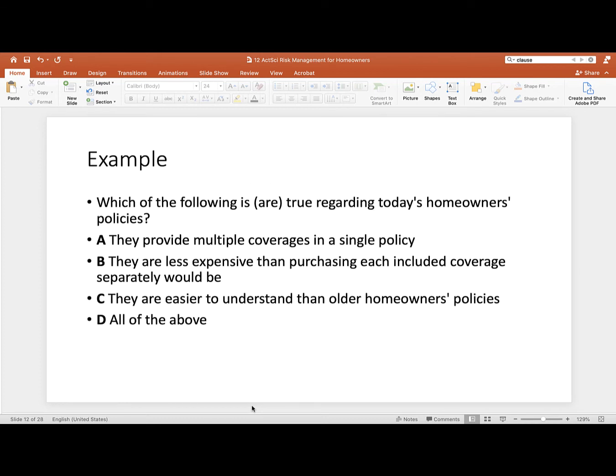So let's look at this example. Which of the following is or are true regarding today's homeowners policy? A, they provide multiple coverages in a single policy. Yeah, they do. They cover lots of different things. It's not just one thing. B, they are less expensive than purchasing each individually. The answer is yes, that's true. And C, they are easier to understand than the old homeowners policy. Apparently they are. They try to make their language easier. They make them 40% shorter in length, and they increase the font size by 25%. So those are all true. All of the above, D would be the answer.